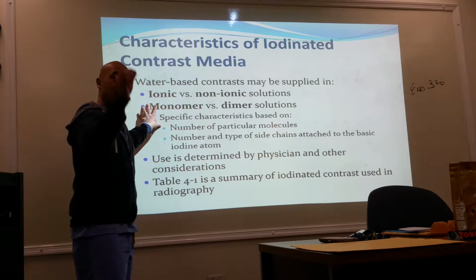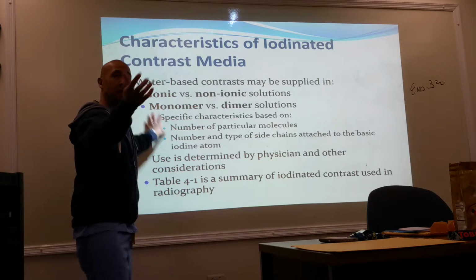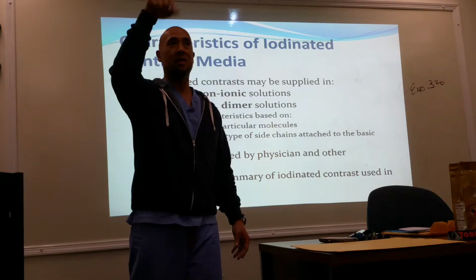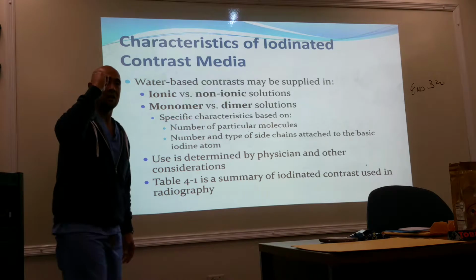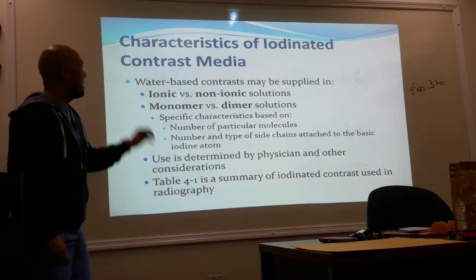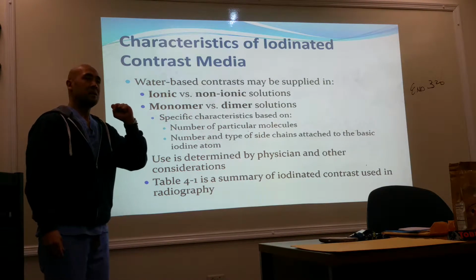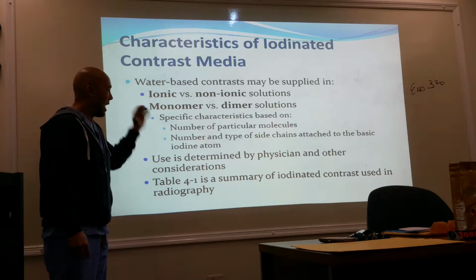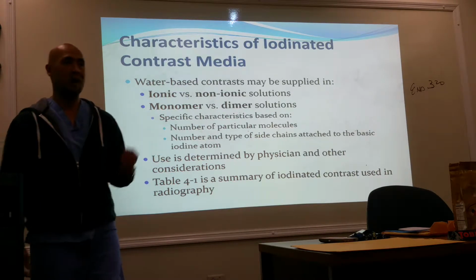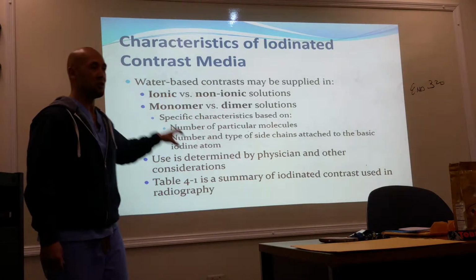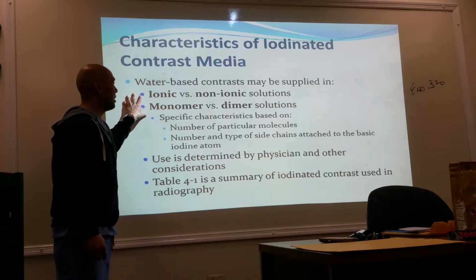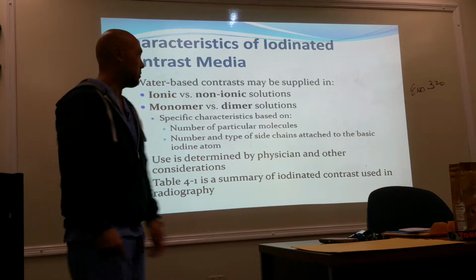Ionization, ionic compounds. Like salt is Na plus, because it has a positive charge, Cl negative, right? So they're ions. Oftentimes, students have a tendency to get iodinated and ionic confused. Iodinated means iodine. Ionic is referring to the charges of that particular molecule. So they come in two forms.